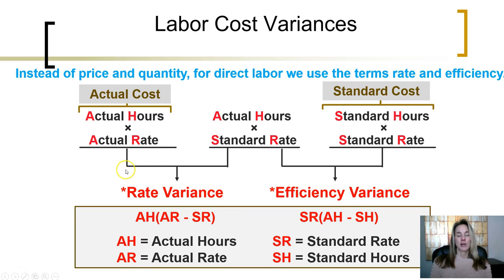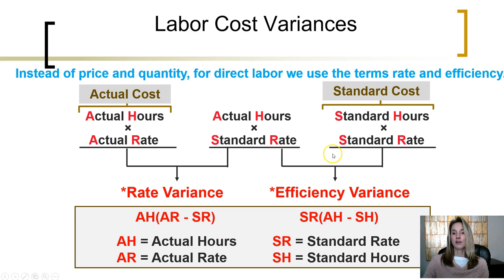Using the same diagram format we used when evaluating direct material variances, we see that over here on the left side of our diagram, we have the actual labor cost, which is the actual hours of labor used at the actual rate we paid per labor hour. Over here in the middle, we see the flexible budget, actual hours, times the standard rate that was supposed to be paid per labor hour.